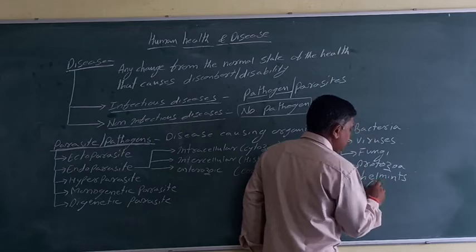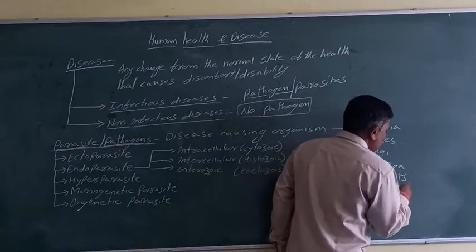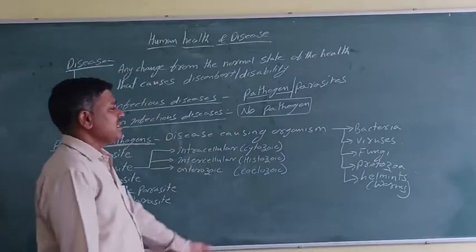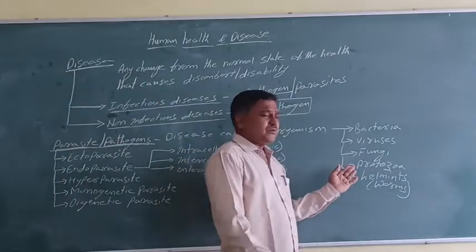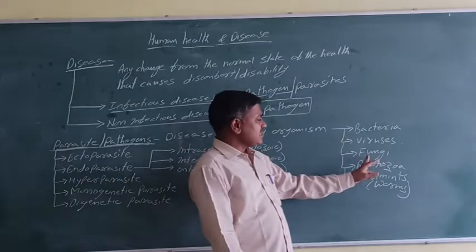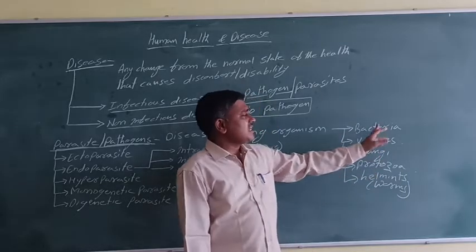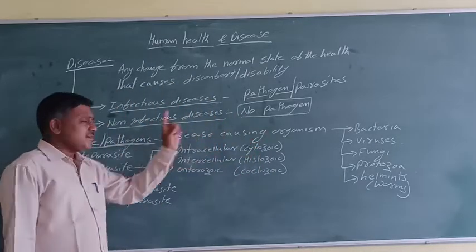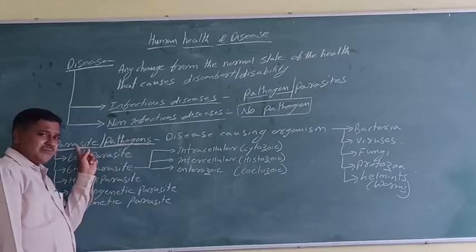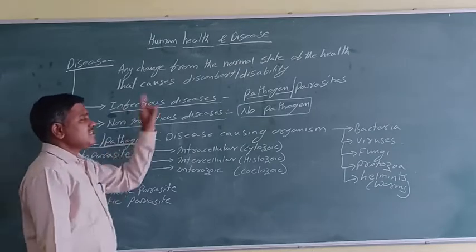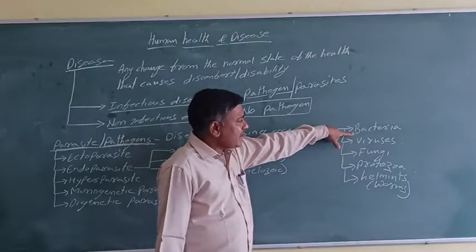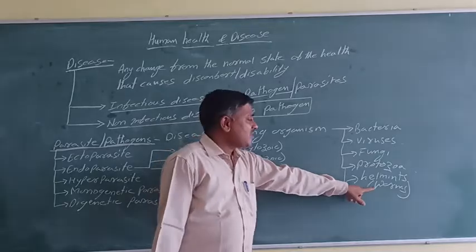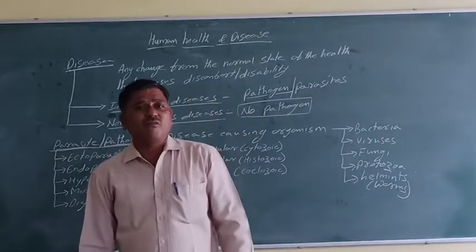helminths. Helminths means worms. So some of the worms, they enter in the body, they are causing the disease. Some protozoans enter into the body of humans, they are causing the diseases. Fungi are there, viruses are there, and bacteria. So the disease causing organisms are called as pathogens or they may be called as parasites. And these parasites may be bacteria, viruses, fungi, protozoa, helminths, or they are also called as worms.